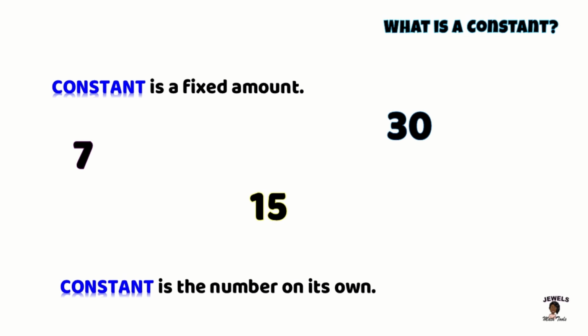So let's review before we wrap up. Remember that your constant is the fixed amount in your equation. This is the number on its own, and this number will always be written by itself. Okay, so there you have it. We just looked at the definition for what a constant is in our equation, and I hope that in the next equation you see, you will also be able to identify your constant.